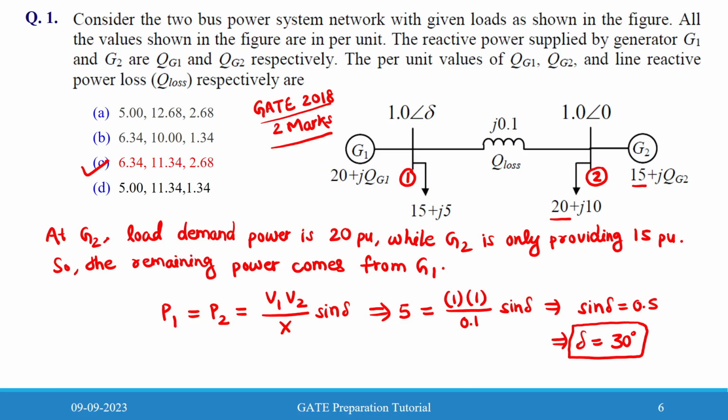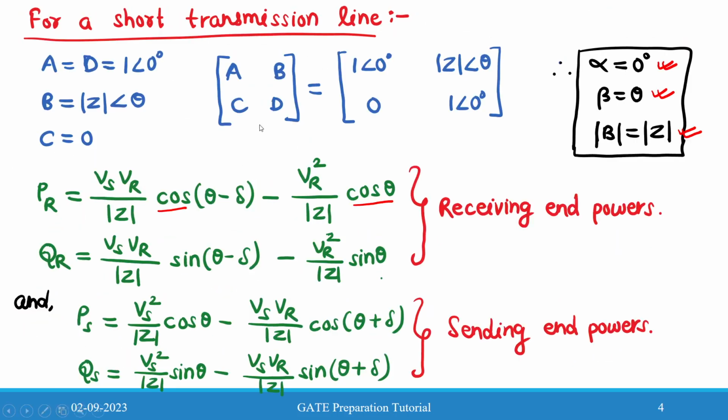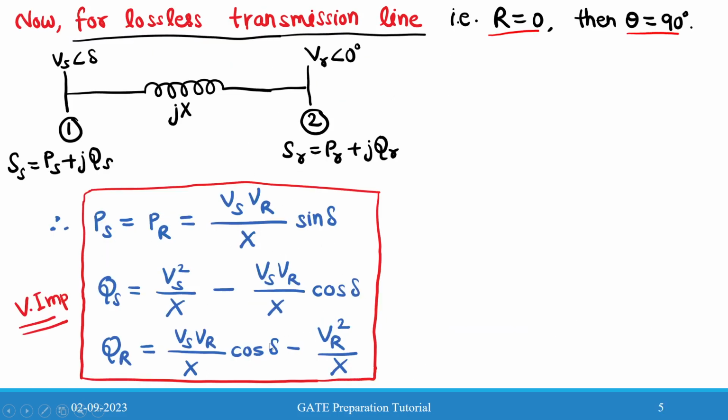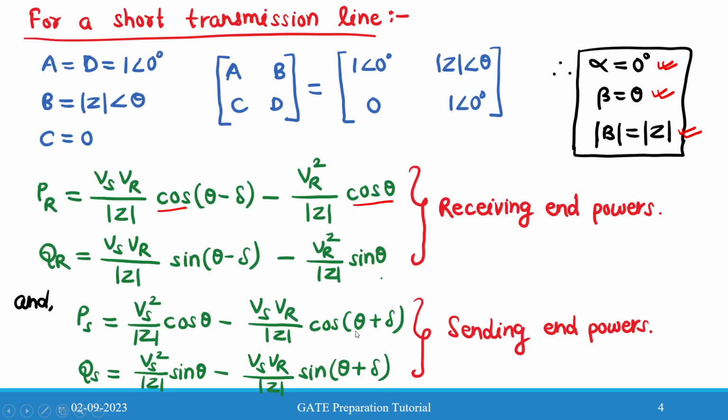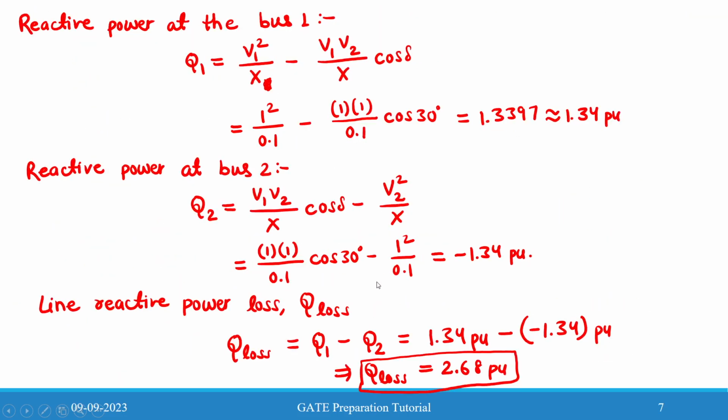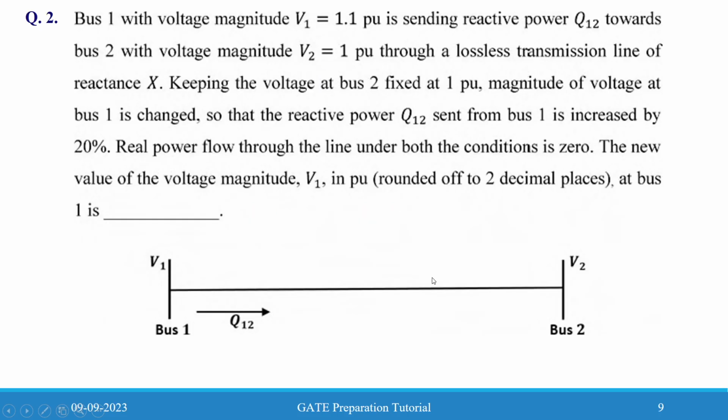Because this expression, we have seen it for a short transmission line, and you can derive this expression like a generalized expression. Then for a lossless transmission line, you will get this expression. Okay, sir. So this expression comes from mathematics. You don't need to put logic into it.